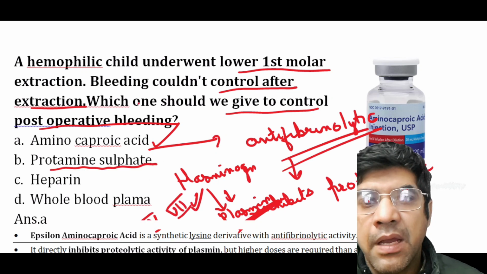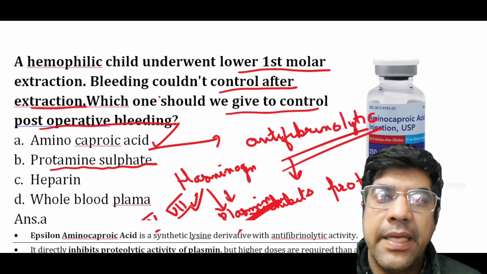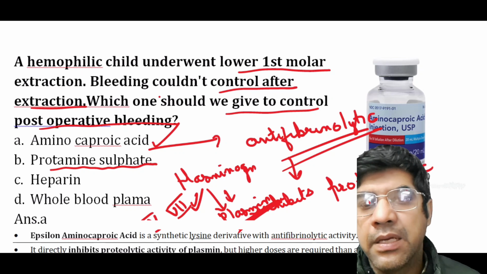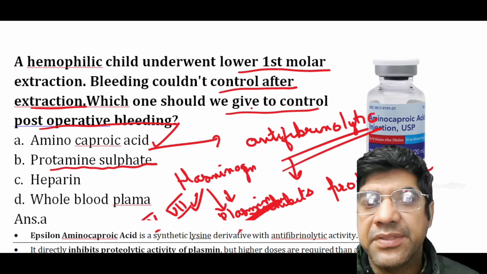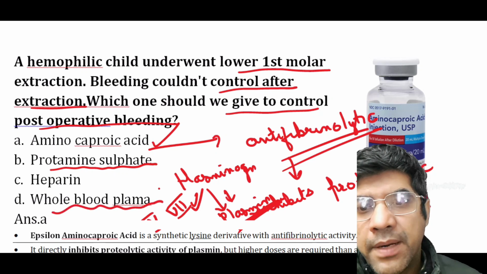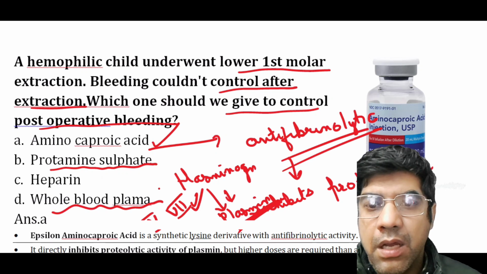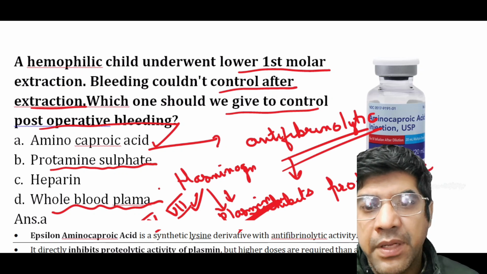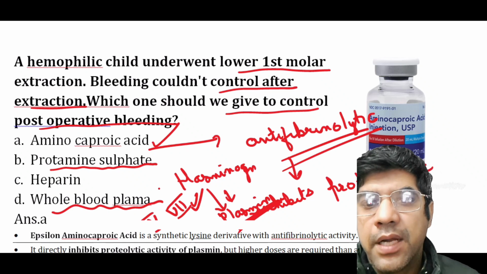Protamine sulfate, remember, is used to reverse the anticoagulant effect of heparin, and it is not indicated for controlled bleeding in a hemophilic patient. Heparin is an anticoagulant, and it would not be appropriate for controlling bleeding in this context. Option D is the whole blood plasma. Whole blood plasma transfusion may be considered in case of significant bleeding, but addressing the underlying issue of hyperfibrinolysis with aminocaproic acid is a more targeted approach.